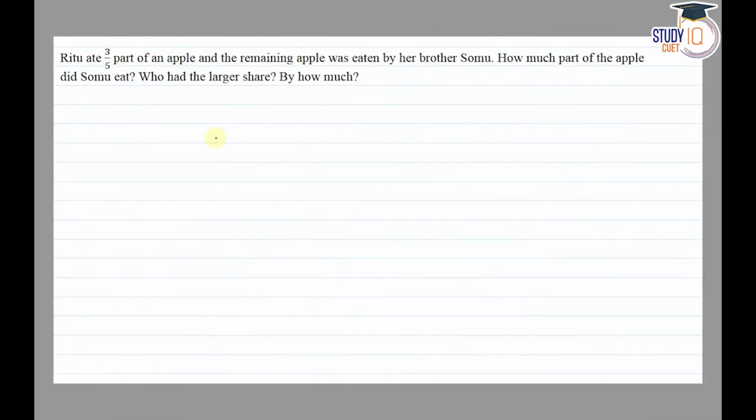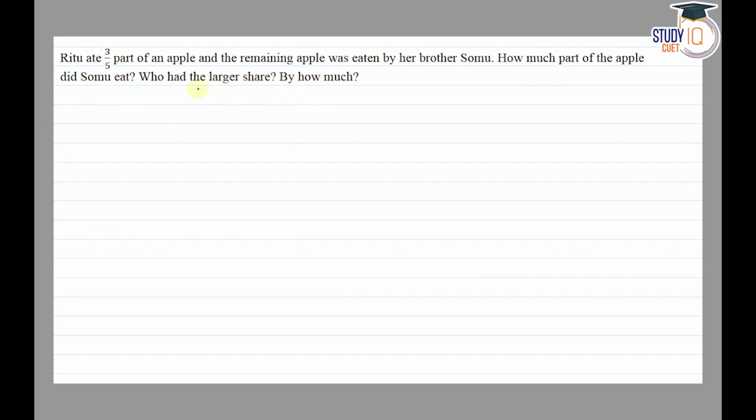Hello everyone, this question appears in the class 7th NCERT chapter of fractions and decimals. This is the 7th question of exercise 2.1. The question says that Ritu ate 3 by 5 part of an apple and the remaining apple was eaten by her brother Somu. How much part of the apple did Somu eat? Who had the largest share?